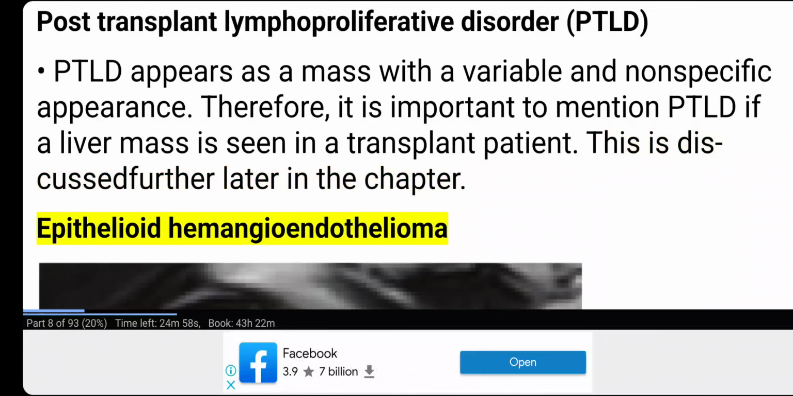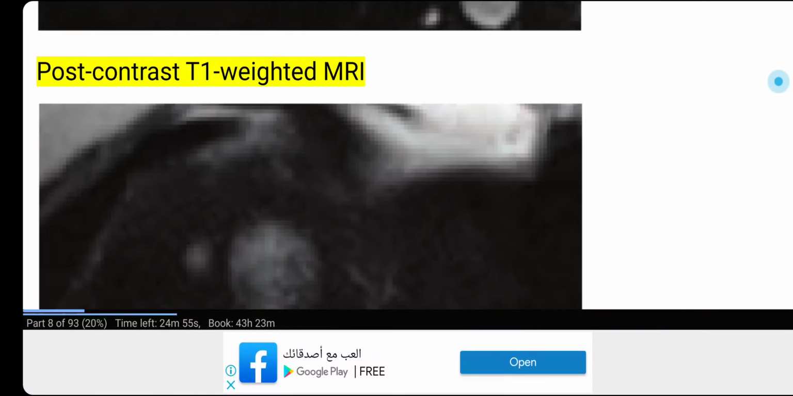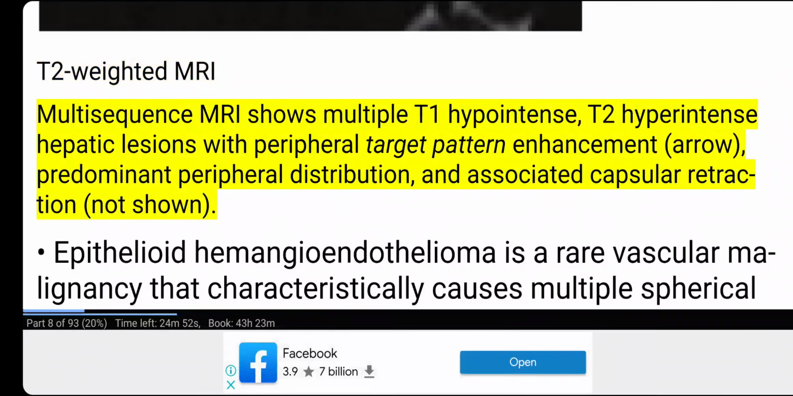Epithelioid Hemangioendothelioma. Pre-contrast T1 weighted MRI. Post-contrast T1 weighted MRI. T2 weighted MRI. Multisequence MRI shows multiple T1 hypointense, T2 hyperintense hepatic lesions with peripheral target pattern enhancement (arrow), predominant peripheral distribution, and associated capsular retraction (not shown).